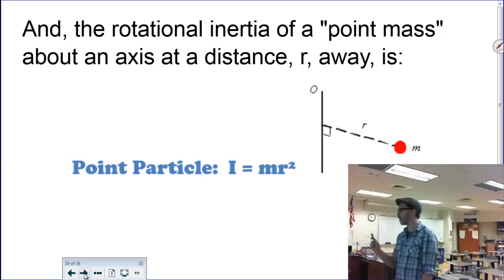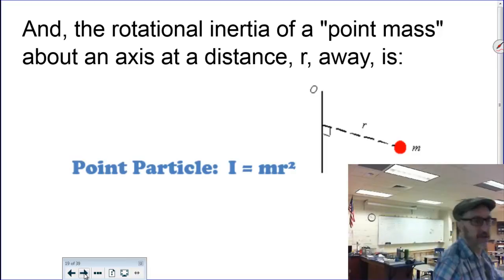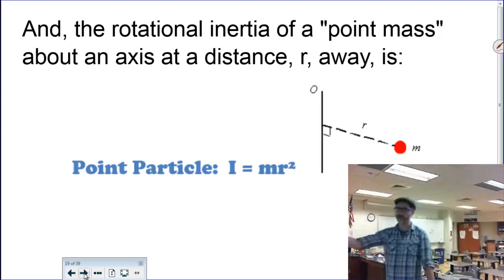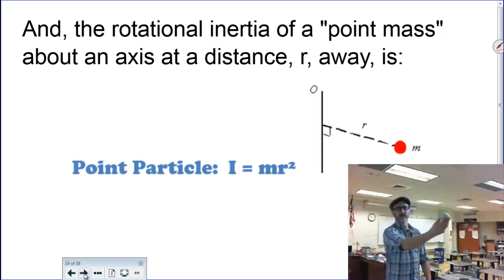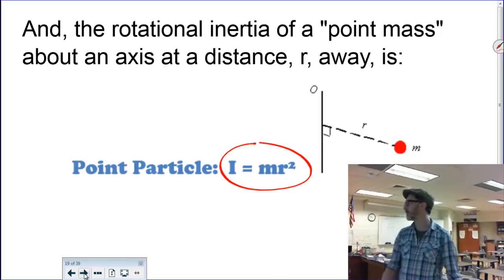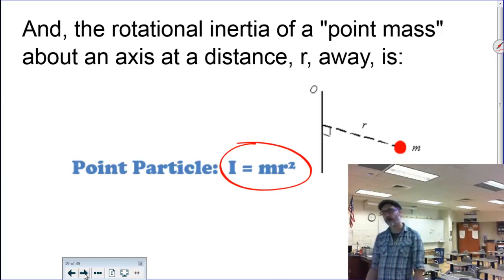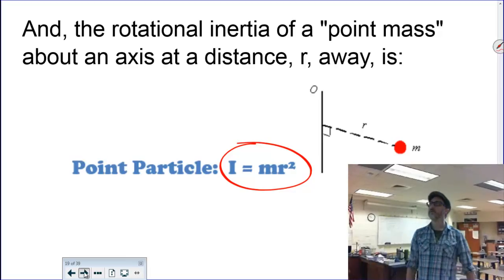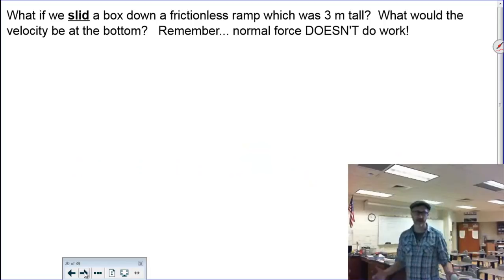Finally, sometimes you'll have a point particle, in other words, a very small object rotating in a circle. That would be like if I took some small object and had it spinning around in a circle like this. If you wanted to find the rotational inertia of something like that, it's just mr squared. You might use this if you wanted to find the rotational inertia of the moon as it orbits the Earth. So there you go.